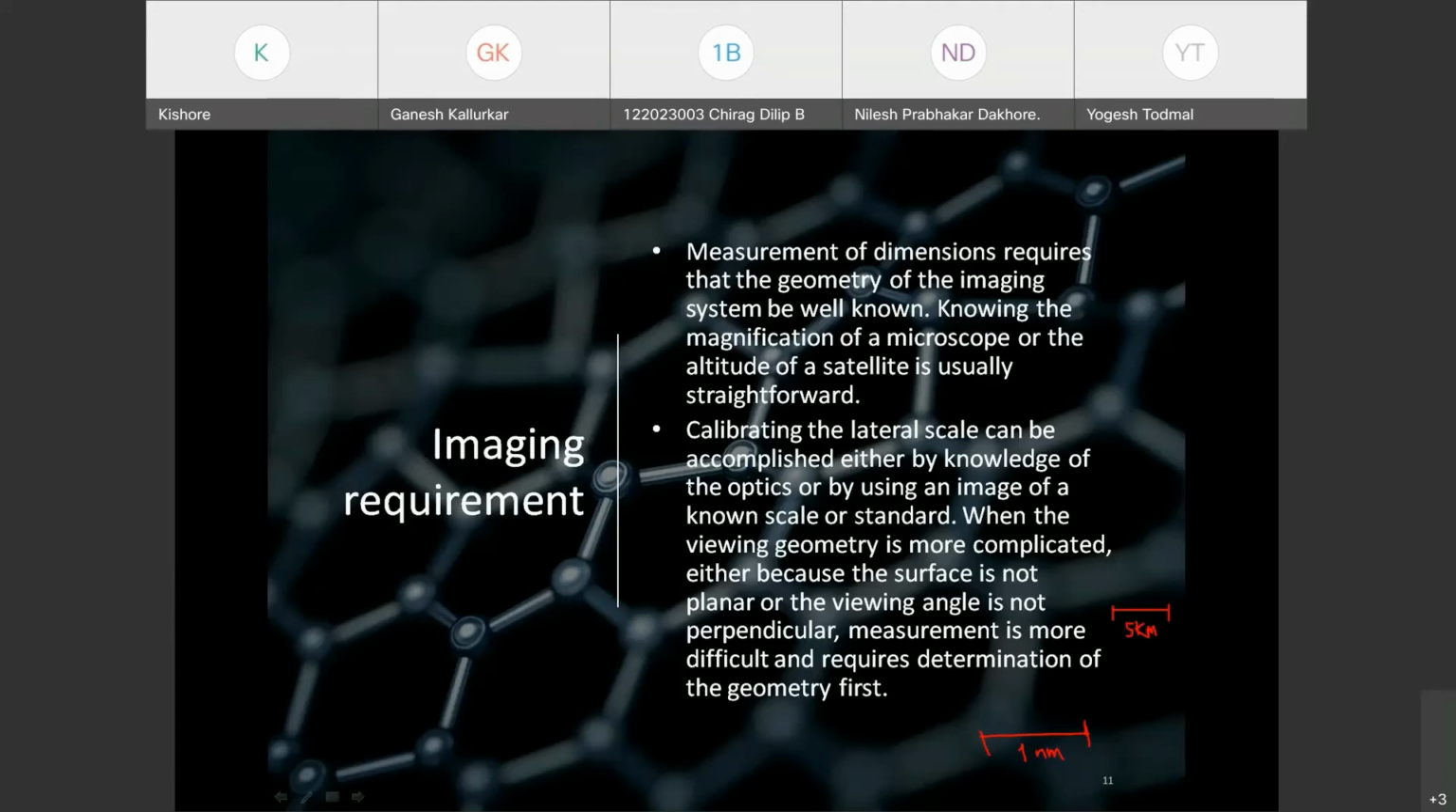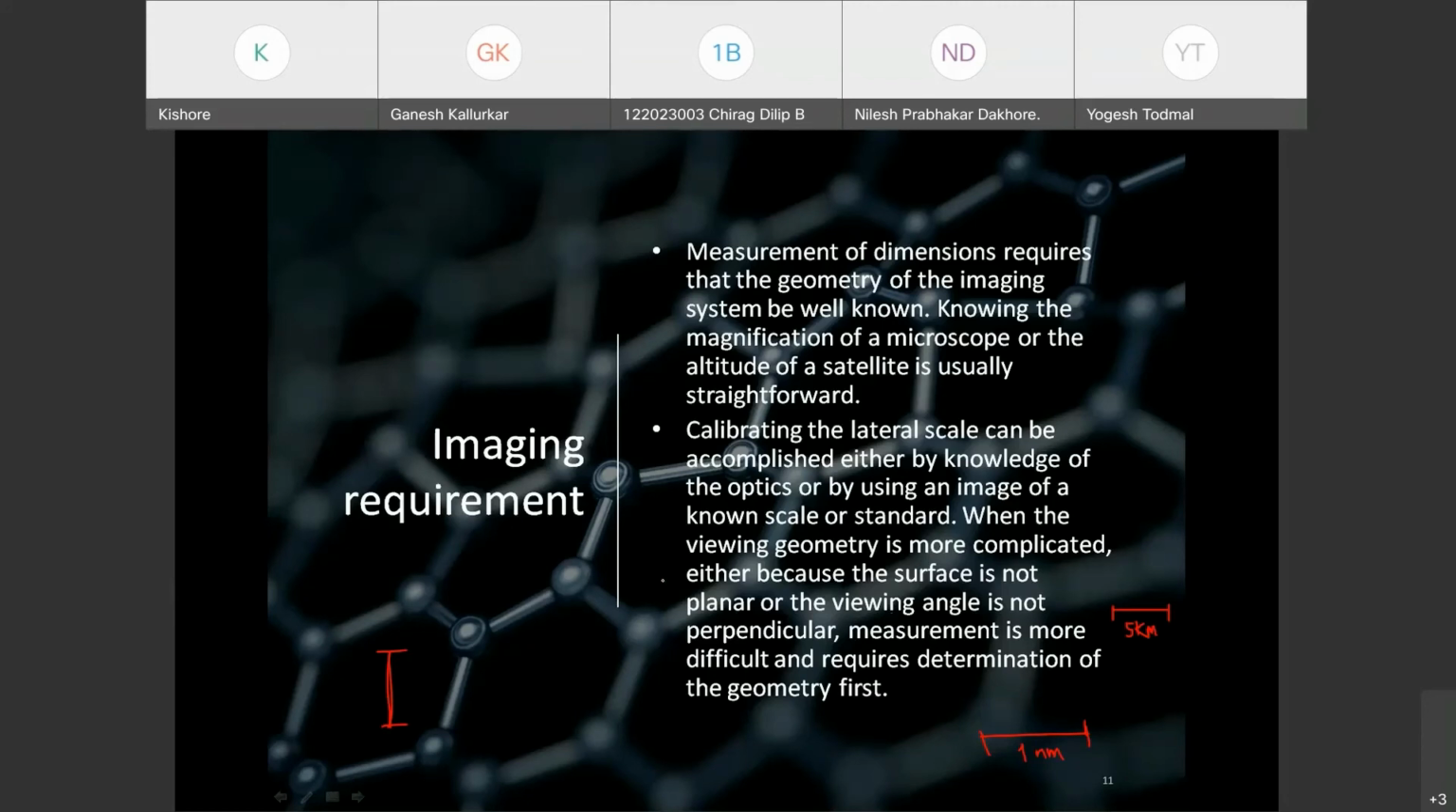Calibrating the lateral scale can be accomplished either by knowledge of the optics or by using images of a known scale or standards. So one way is to directly know the various optical parameters, or secondly, you can have a scale. You can put an object of known dimension over here. You know that the length of that object is this much. Then you can use that to take a relative dimension of this element. That is another way.